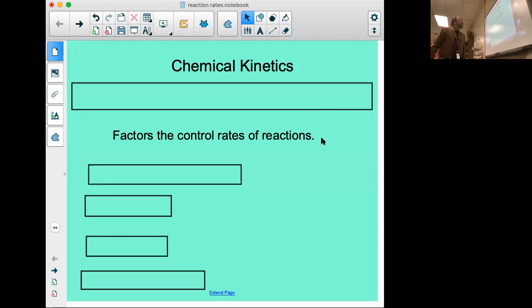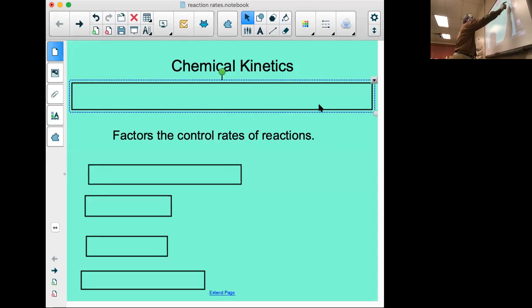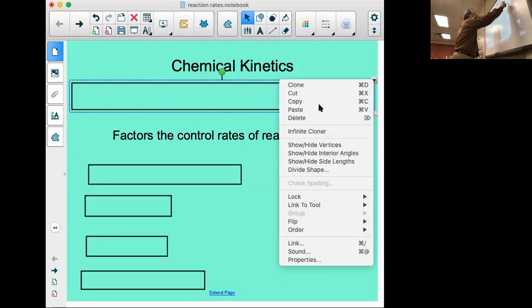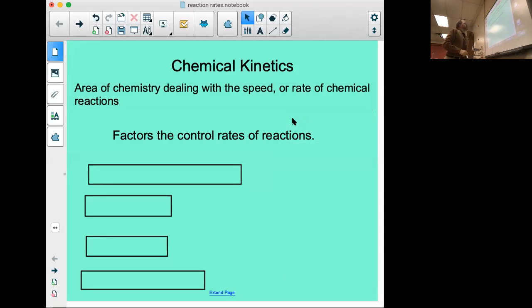Morning, and we're looking today at chemical kinetics, beginning to run through the process. The definition of chemical kinetics is the area of chemistry dealing with the speed or rate of a chemical reaction. Now there are 1, 2, 3, 4 factors that control the rate of reactions.